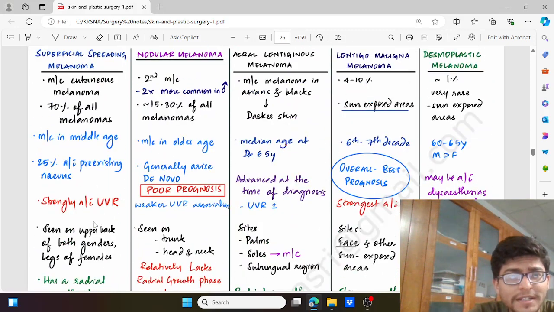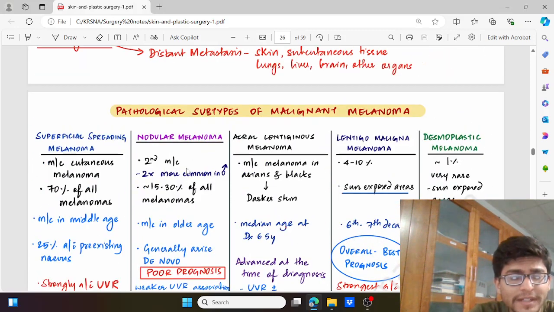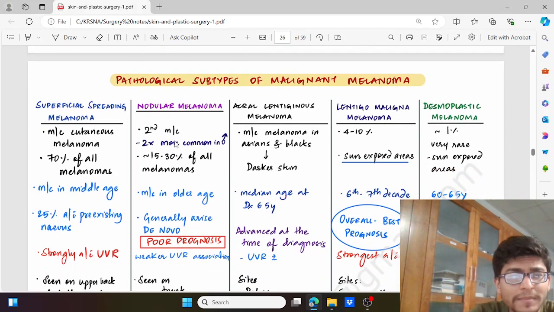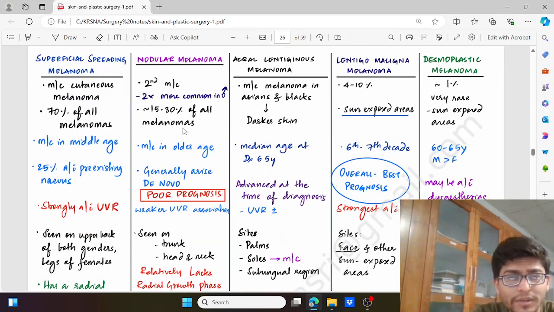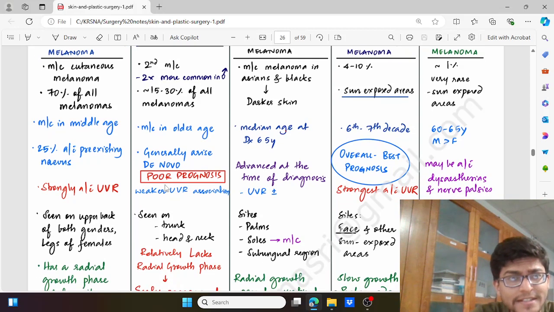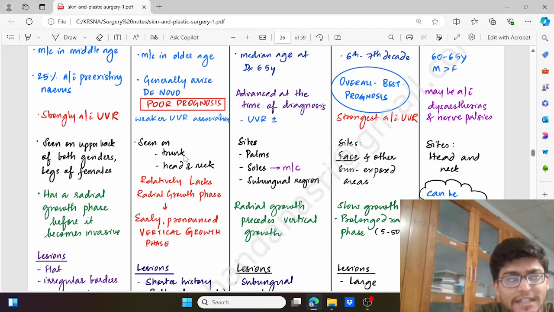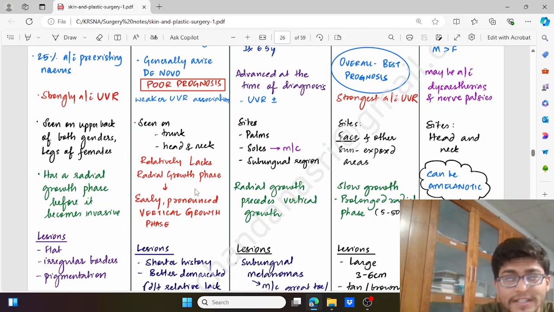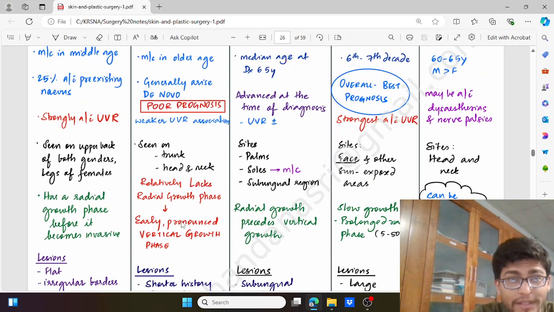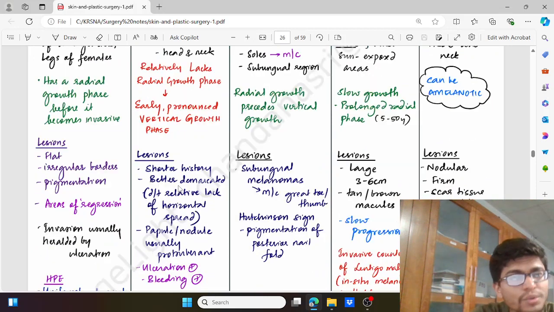The second most common is the nodular melanoma, more common in males, 2 times, and it accounts for 15 to 30% of all melanoma, common in old age, and generally arises de novo and has a poor prognosis and weak UV radiation association, seen in the trunk and head and neck region. It relatively lacks a radial growth phase as we have seen, so early vertical growth phase. So it will be aggressive, therefore it has a poor prognosis as can be understood.